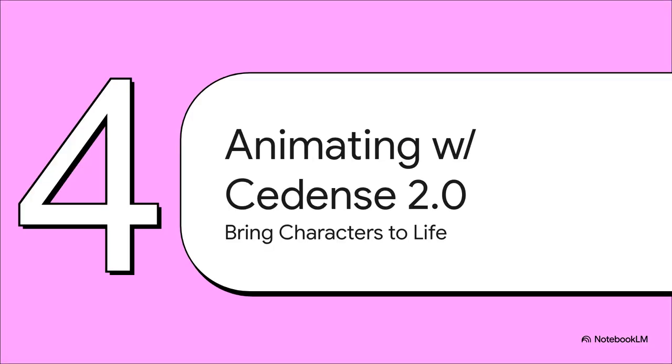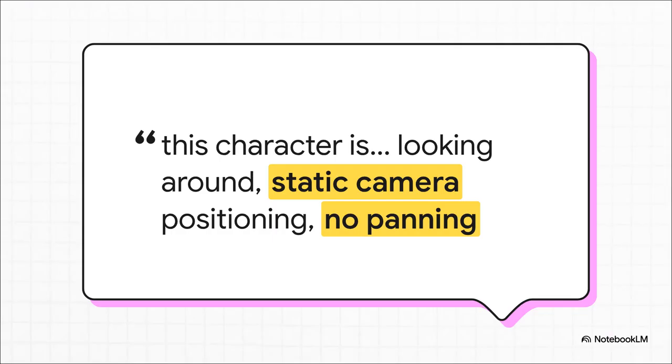Okay, this is where things get really cool. We have these amazing static characters. Let's make them move. We're going to use a video generation model called Seedance 2.0 to bring our characters to life. But here's a super important tip. Creative control is everything. Look how specific this prompt is. We're telling it to keep the camera static, no panning.